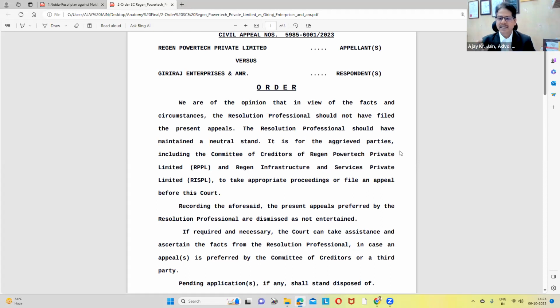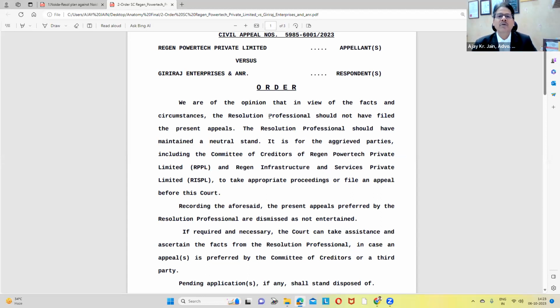Law is very much clear. Nobody can be deprived of legal remedy, legal rights. Here, RP is not the aggrieved person. Aggrieved person is the COC or other stakeholders. They should have approached the Supreme Court or NCLAT. Whereas here, RP has filed an appeal, which has been turned down by the Honorable Supreme Court.